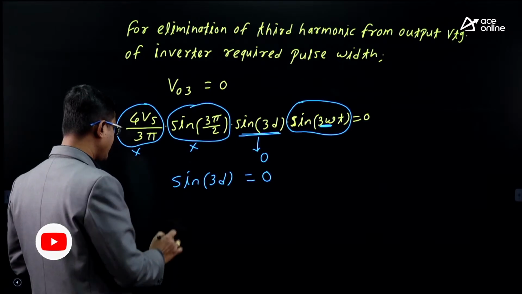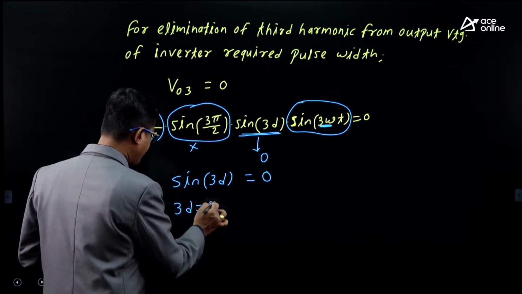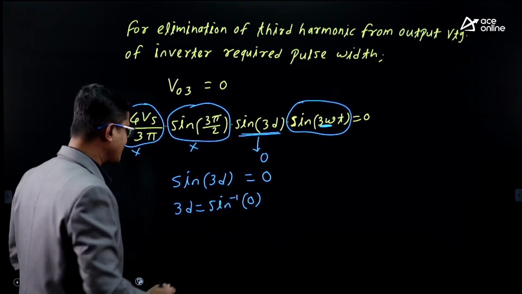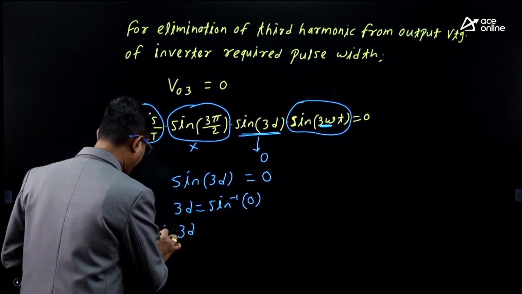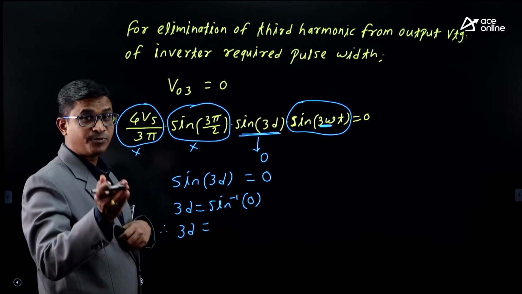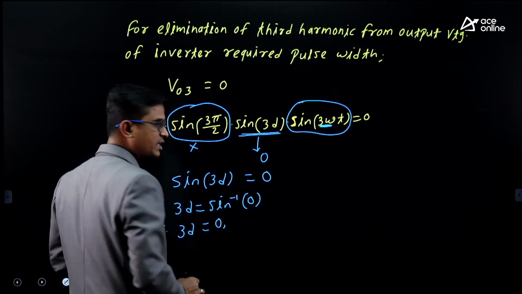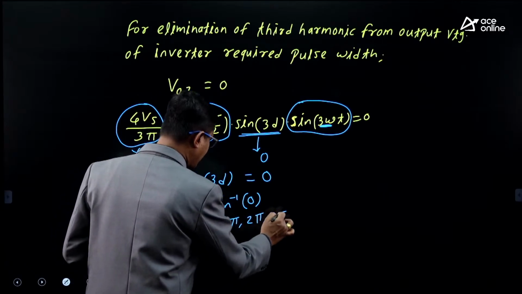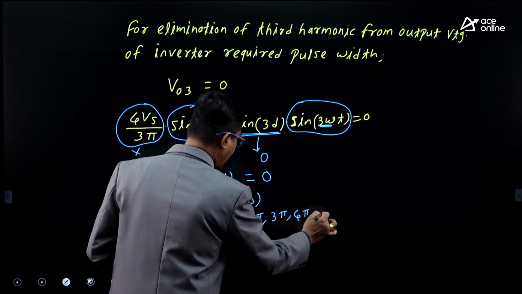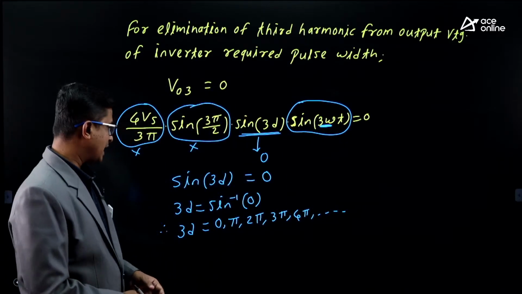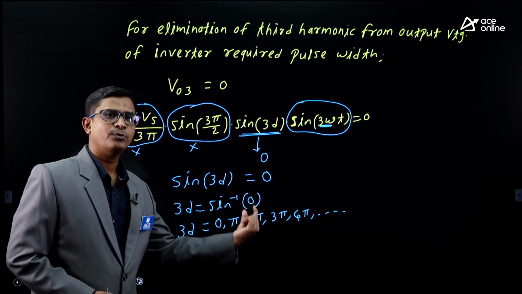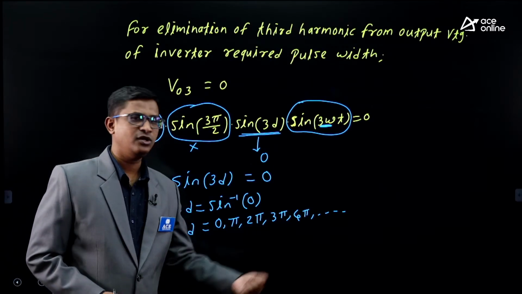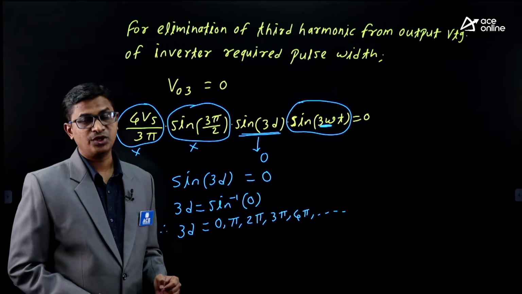Now tell me, sine of 3d is 0 means 3d is equal to sine inverse of 0, na? So tell me, what is the sine inverse of 0? If you put it in your calculator, it will show 0. Sine of pi is also 0, na? Sine 2 pi is 0, sine 3 pi is 0, sine 4 pi is 0, and so on. Right? So sine inverse of 0 can be 0, pi, 2 pi, 3 pi, 4 pi, etc. Alright. Now from all these values, we need to select the valid values.